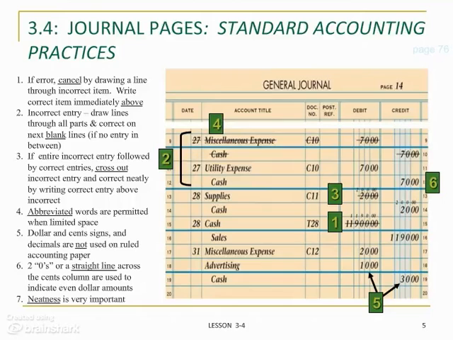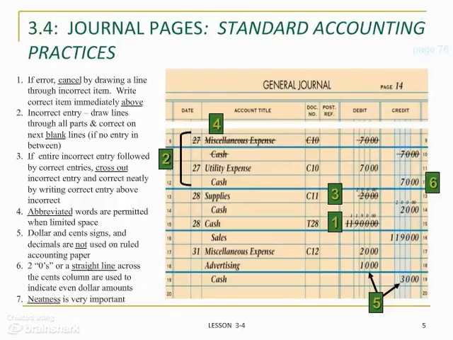So if an error occurs, item number 1, we can cancel the error by drawing a line through the incorrect item and writing the correct item immediately above it. So we can see in the transaction dated the 28th, where the cash in the debit column is, that erroneously it was written initially as 11,900, where it should have been 1,190. So we put a single line through the 11,900 and then write the correct number directly above it.